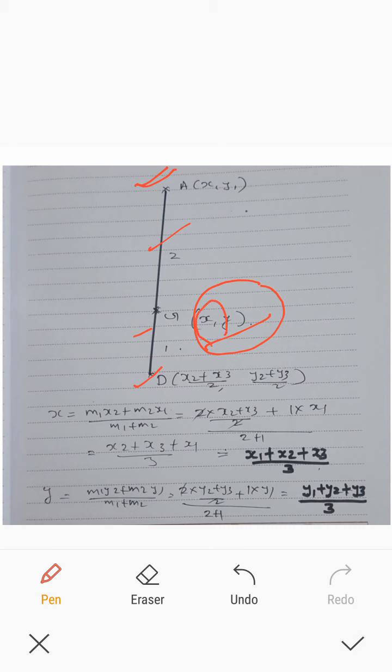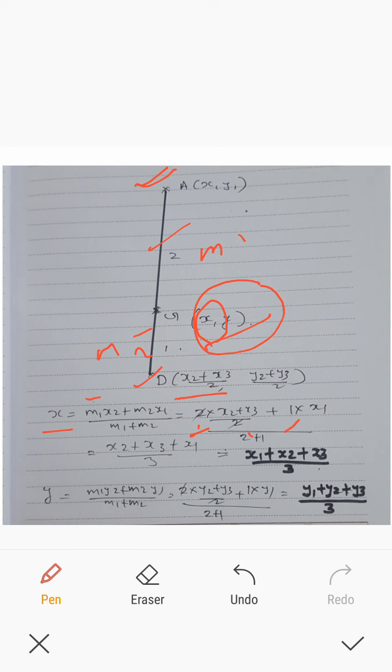Substituting all these, we can find x. What is x? We are finding x using the section formula. x is (m1 x2 plus m2 x1) divided by (m1 plus m2). Here m1 is 2. This is m1 and this is m2. m1 is 2, m1 x2. In the place of x2, it is (x2 plus x3) by 2. So m1 x2 is 2 into (x2 plus x3) by 2.